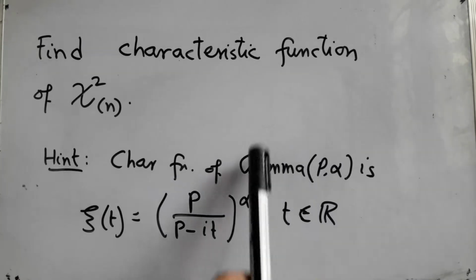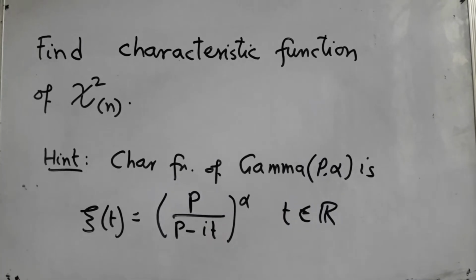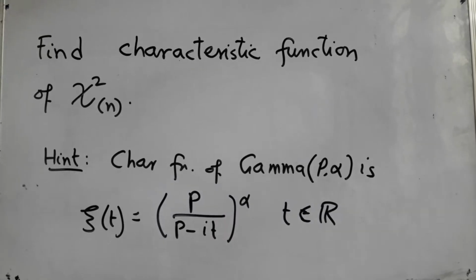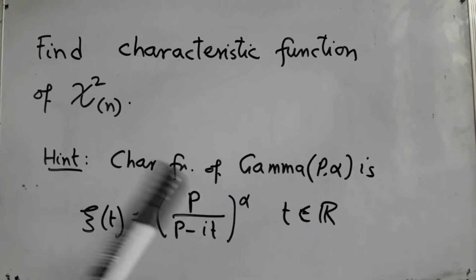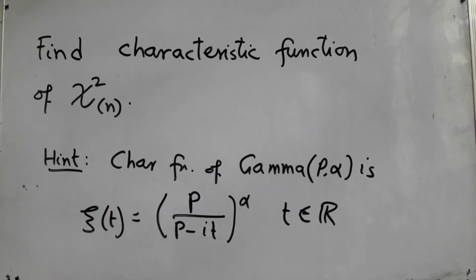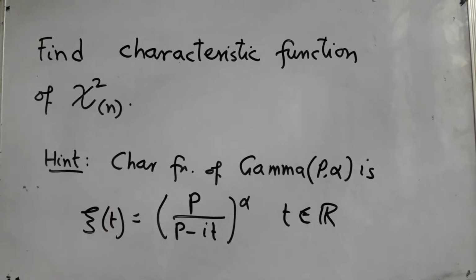In this exercise, you are required to find the characteristic function of the chi-square with n degrees of freedom. I give you a hint that the characteristic function of gamma p alpha is given by p divided by p minus it, whole to the power alpha, t in R. So we already know how to write chi-square in terms of gamma, so just obtain the characteristic function of chi-square n.